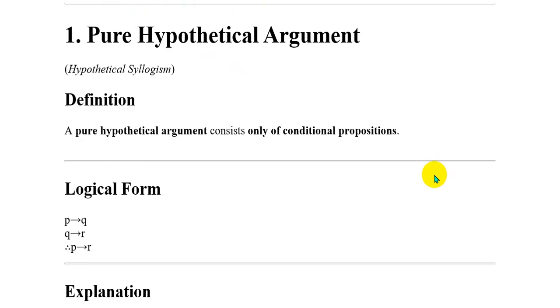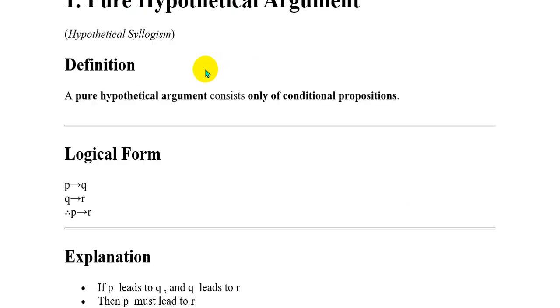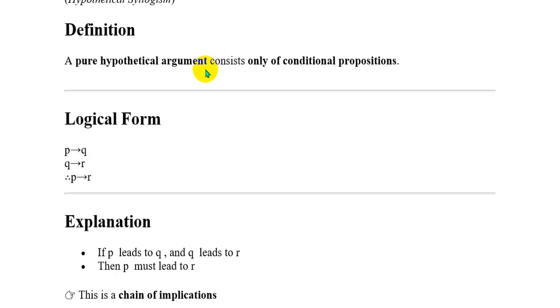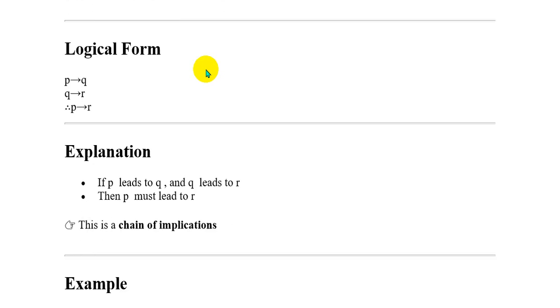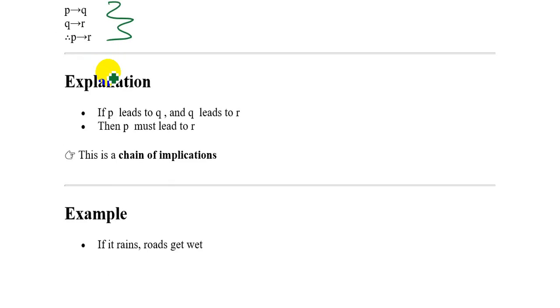So let's start with the pure hypothetical argument, or a hypothetical syllogism. A pure hypothetical argument consists only of conditional propositions. So what kind of propositions are they? All three will be: if P then Q, if Q then R, therefore if P then R. Basically Q is the middle term which is connecting P and R together. So if P leads to Q and Q leads to R, then P must lead to R.